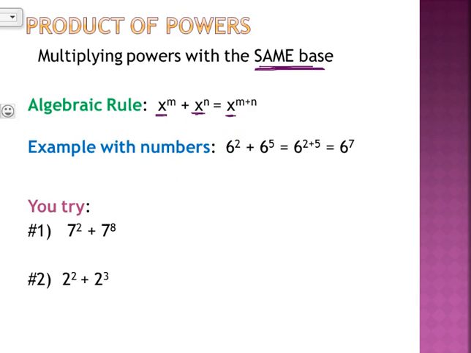So let's say we've got 6 squared times 6 to the 5th power. Notice we have the same bases. We've got our bases of 6. We're multiplying these together. So that means we are going to add our powers together. We would just add the powers together to get 6 to the 7th. So now you try. If we've got 7 squared times 7 to the 8th power, how can we simplify that?